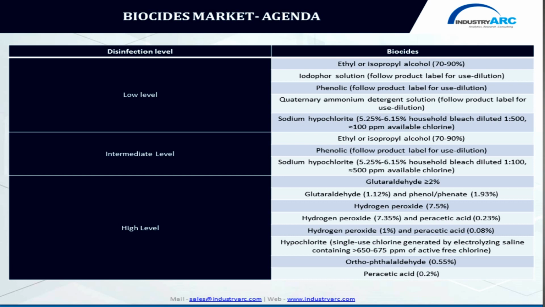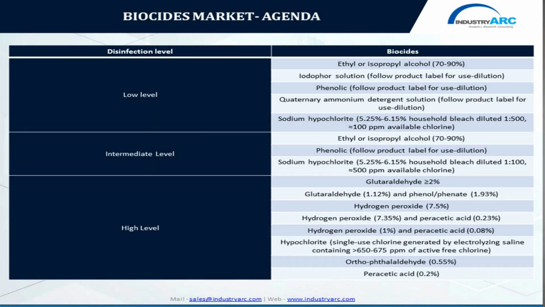Sodium hypochlorite with a concentration of 5.25% to 6.15% for household bleach is utilized under the intermediate level. Under the high level of disinfection, glutaraldehyde, hydrogen peroxide and hypochlorite along with peracetic acid are utilized.